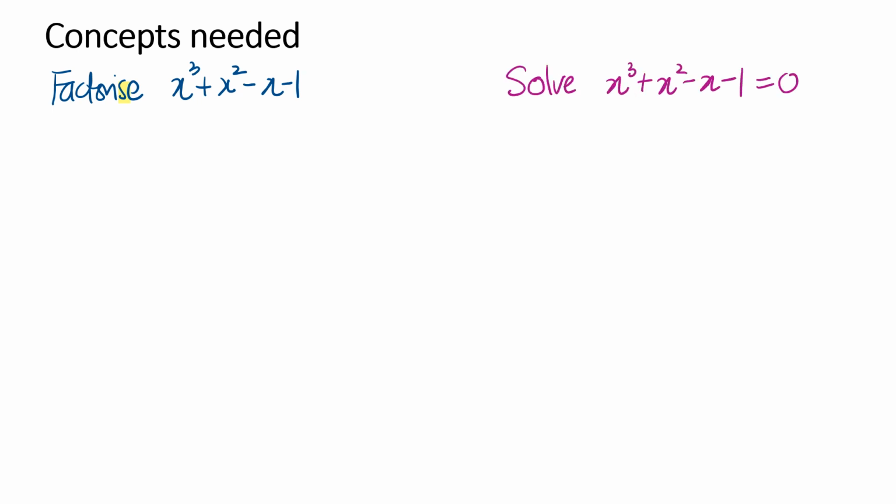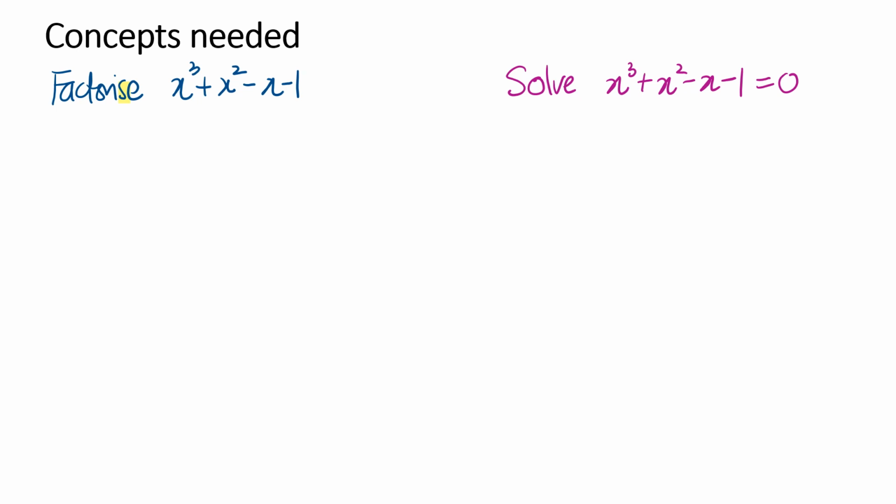Alright, before we attempt to do the questions from exercise 4.3, we need to understand some concepts. So what are they? For example, sometimes you may see questions such as: factorize x cubed plus x squared minus x minus 1. Or it could be: solve x cubed plus x squared minus x minus 1 equals 0. Right, so do you know the difference?